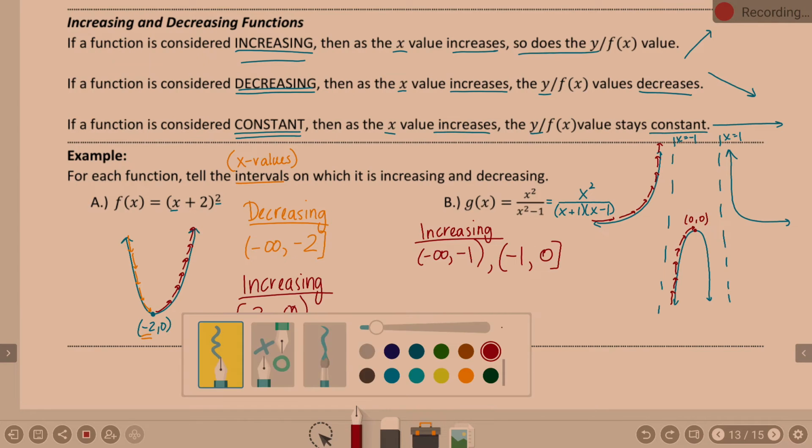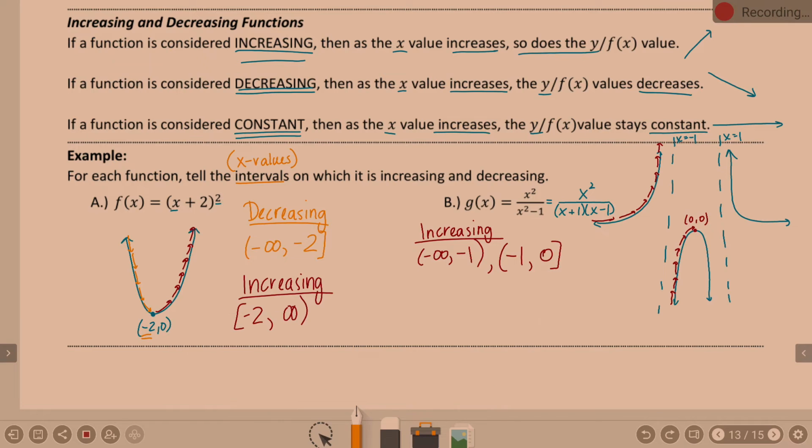Okay, what happens after I leave the point 0, 0? As I continue right on my journeys, I'm now moving down, which means my y values are decreasing.